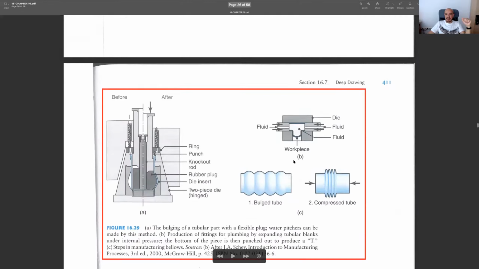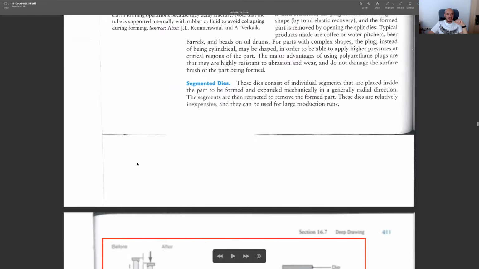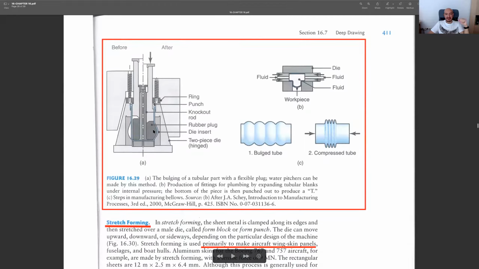Then we have the bulging process. It's a bit different. This time we make use of a flexible kind of rubber here. This is a mechanism for bulging operation. This is before the process, and this right hand side is after the process. If you look here, this is our die. So we want our sheet metal to take the shape of this die after this bulging process.